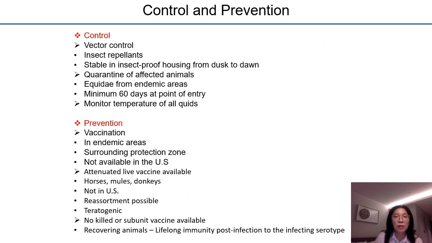Control and prevention is insect repellents. Vector control is the most important, and prevention can be done by vaccination, because there are vaccines. Vaccines are available.